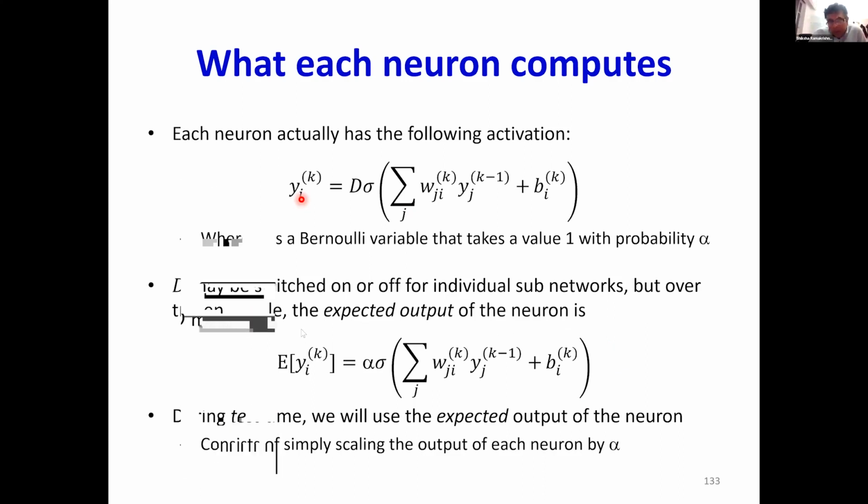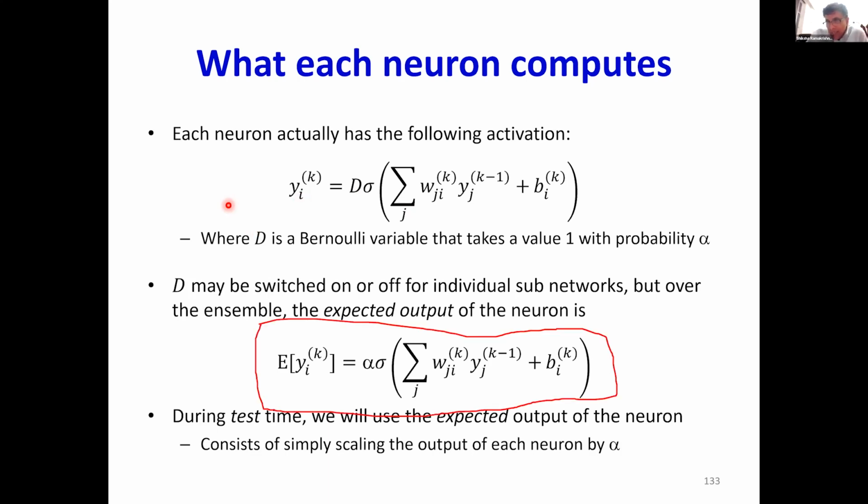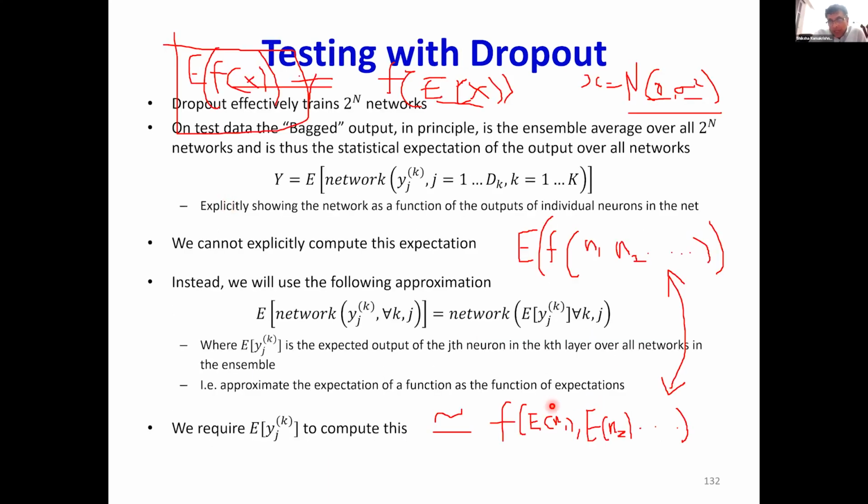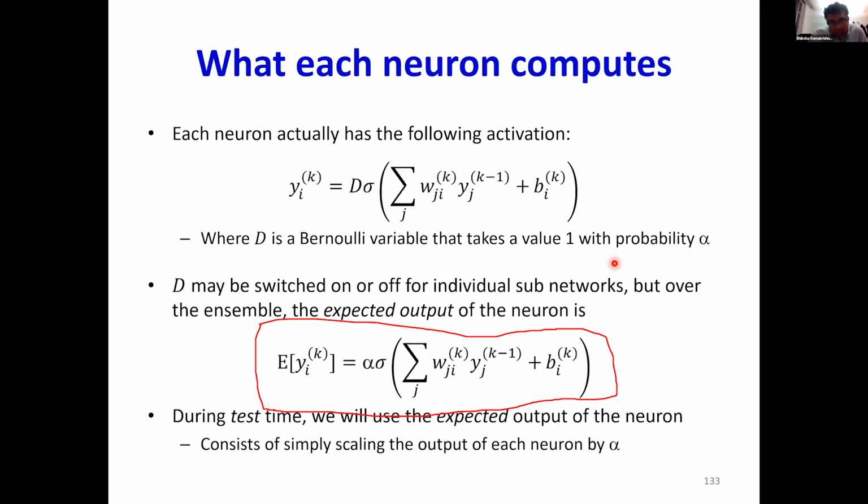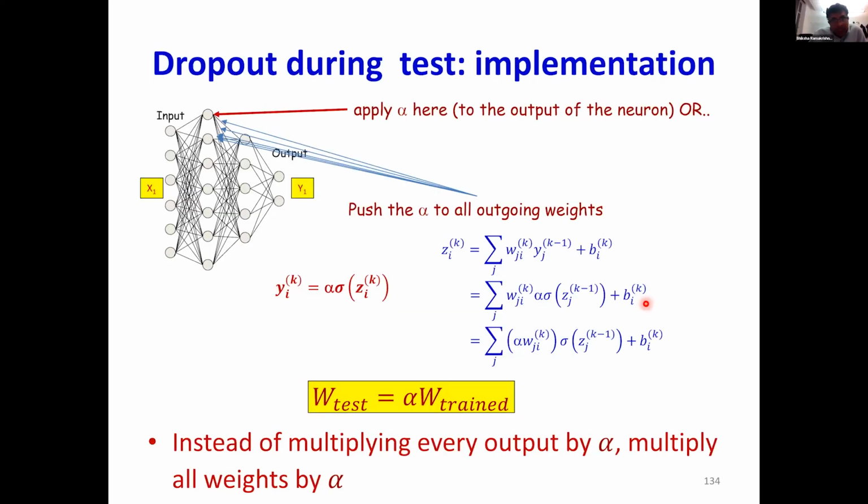Yes or no? Yeah, okay. So what this means is that if I'm using this approximation, that the average of the networks is the network of the averages, then all that means is that I'm going to be replacing each neuron by alpha times the activation of the neuron. Basically, at each of these neurons, when I compute the output, I'm going to multiply by alpha. That's it.